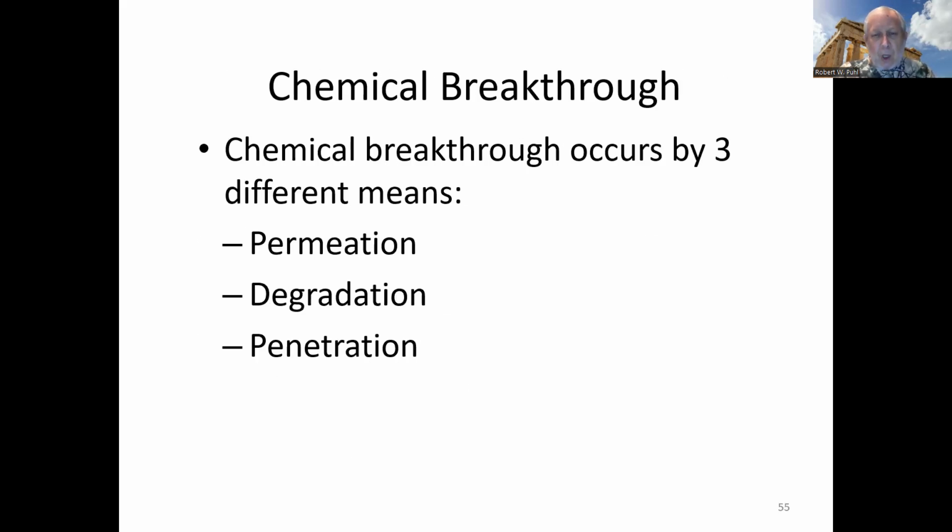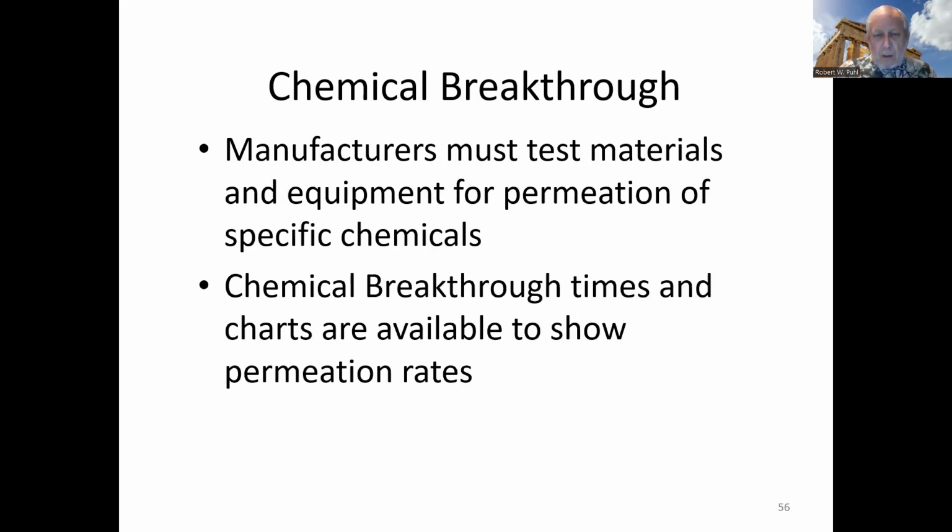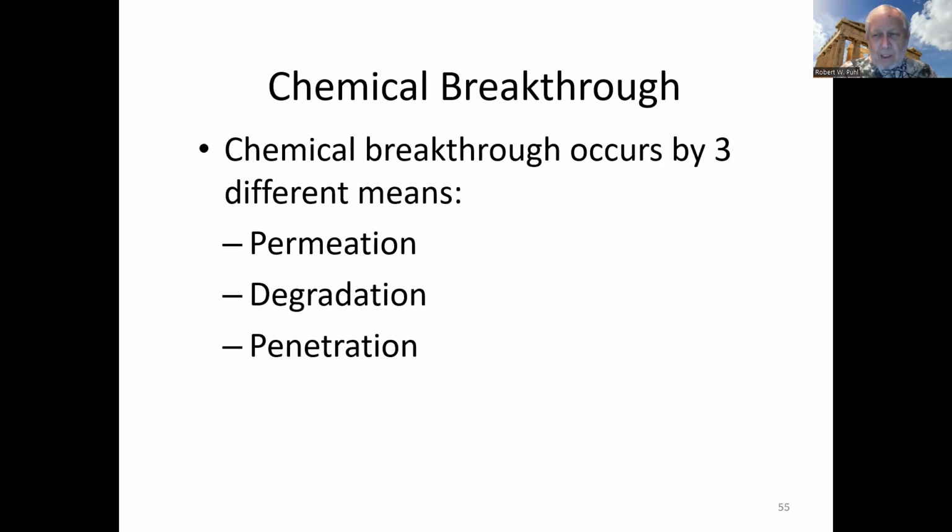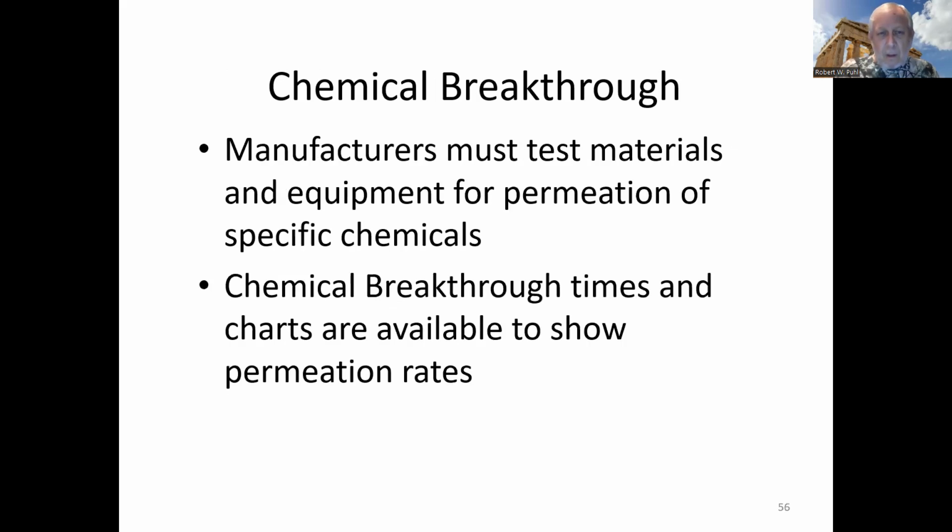Chemical breakthroughs occur by 3 different means: permeation, degradation, or penetration. So what does that mean? Permeation means it just seeps through the suit. Degradation means your suit is coming apart or degrading. And penetration is when there's a hole in it, usually caused by something else.